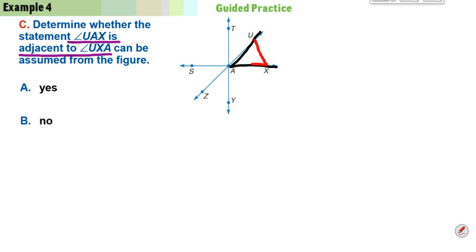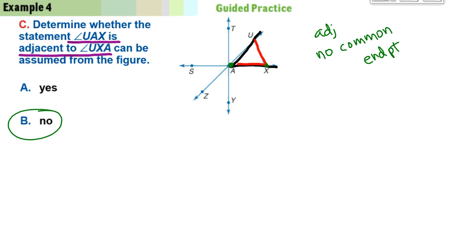And so adjacent angles have three characteristics: common vertex, common side, and no common interior points. Well, the vertex of this one is X, the vertex of that one is A, so they have no common endpoint. And so that one we have to say is no also. So that concludes the multiple choice.